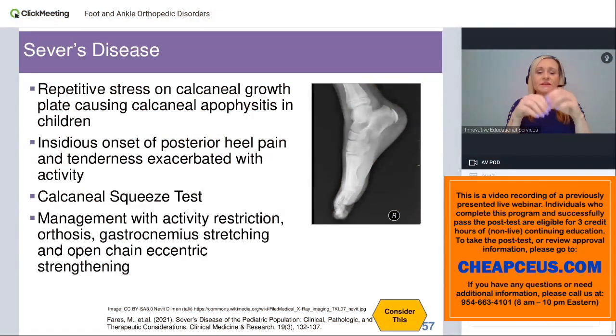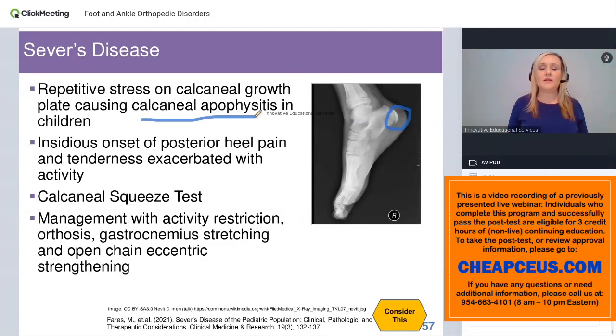Sever's disease is a condition that occurs in children 10 to 14 years old, and the location and the pain may be very similar to Achilles tendinopathy. Sever's disease is looking right here at the fact that this little posterior portion where the growth plate is on the edge of the calcaneus is right where the Achilles tendon inserts. So it's called calcaneal apophysitis, where the apophysis is that attachment of the growth plate.